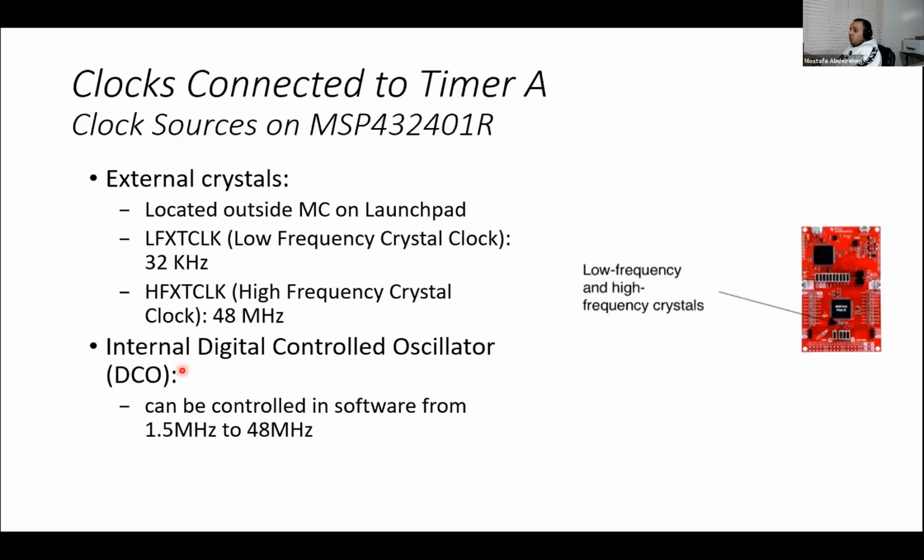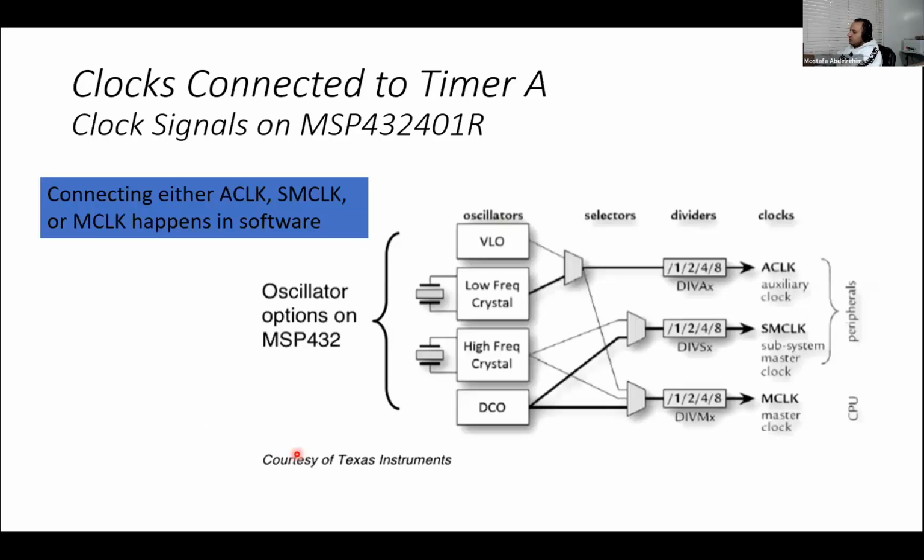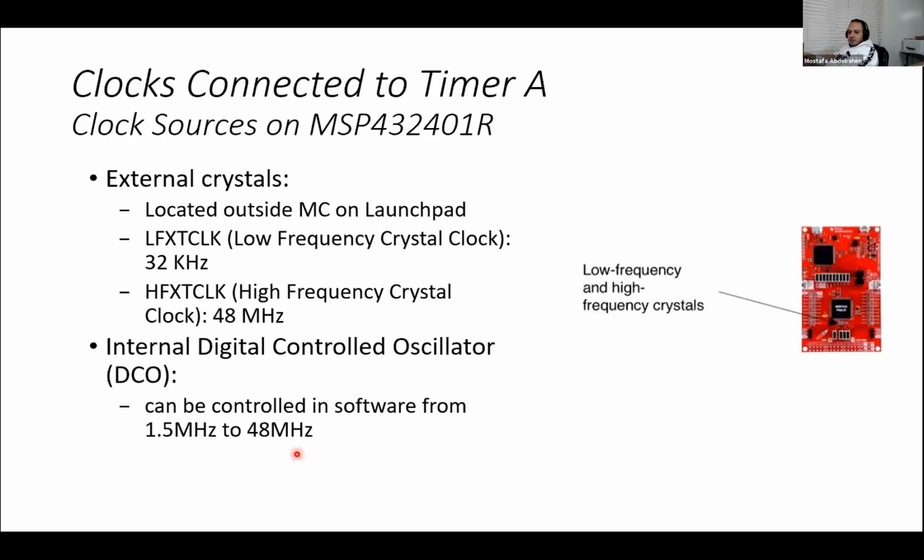Another clock source is called the DCO, or digitally controlled oscillator, and this one is internal, inside the microcontroller itself. It can be configured to generate any clock from 1.5 megahertz up to 48 megahertz. These are the clock sources.